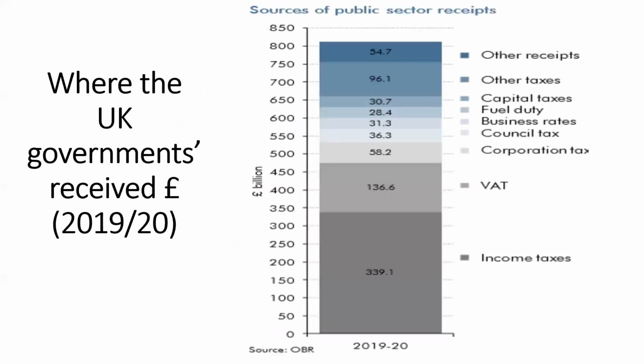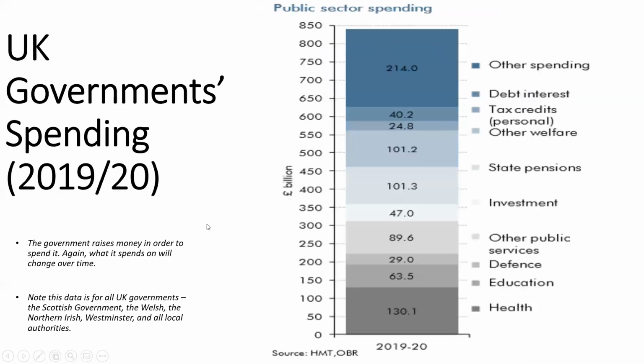So if we can analyse each of these sectors a wee bit more, we'll look at government spending and taxation. If we look at taxes, where the government received money, it received most of its money in the form of income tax. This is 2019-20. So almost 340 billion raised in income tax. VAT, 136.6 billion. So income tax and VAT combined make up more than half of all the government's tax revenue. Corporation tax, the next big one, then council tax, business rates, fuel duty. So including these main taxes, it makes up almost 2/3 of all government tax revenues.